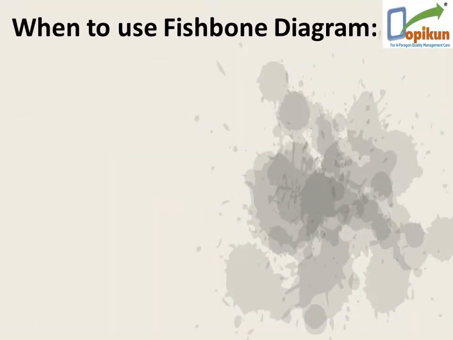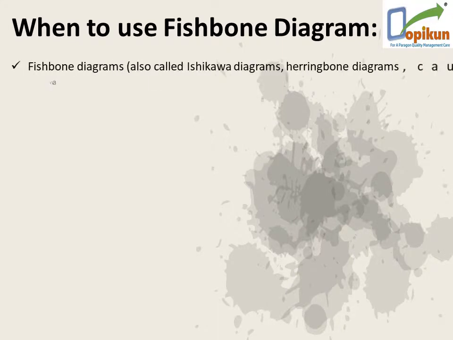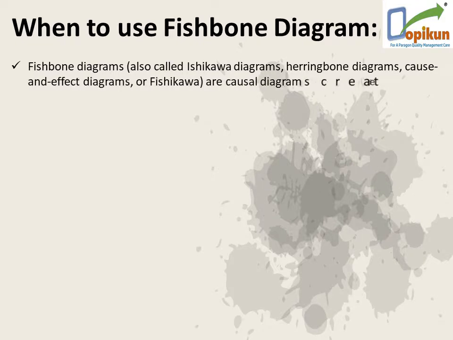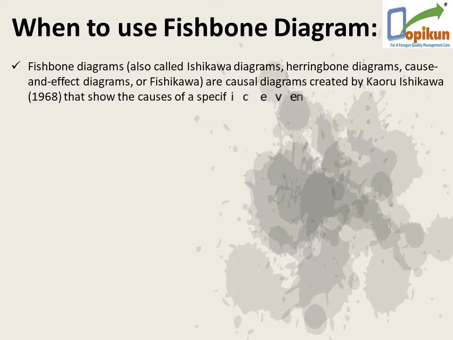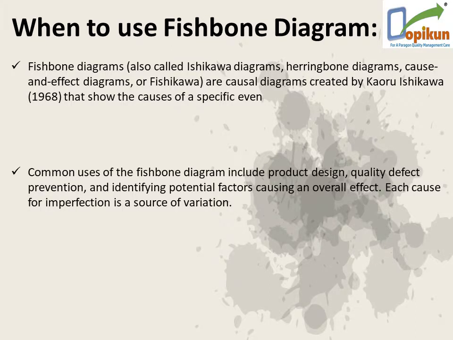When to use a fishbone diagram. Point 1. Fishbone diagrams, also called Ishikawa diagrams, herringbone diagrams, cause and effect diagrams, or Fishikawa, are causal diagrams created by Kaoru Ishikawa in 1968 that show the causes of a specific event. Point 2. Common uses of the fishbone diagram include product design, quality, defect prevention, and identifying potential factors causing an overall effect. Each cause for imperfection is a source of variation.